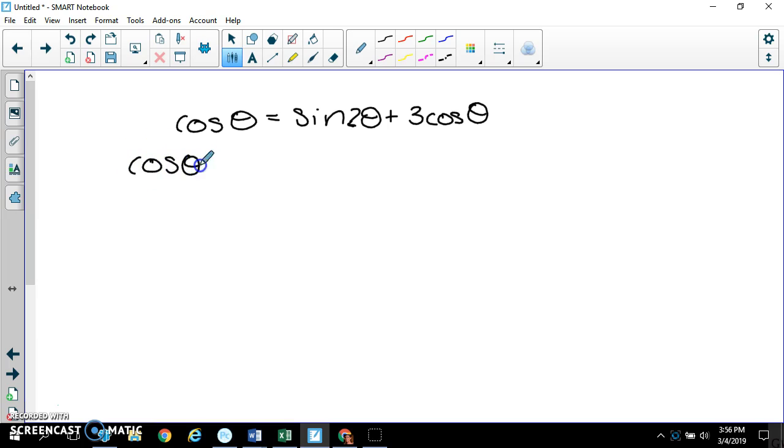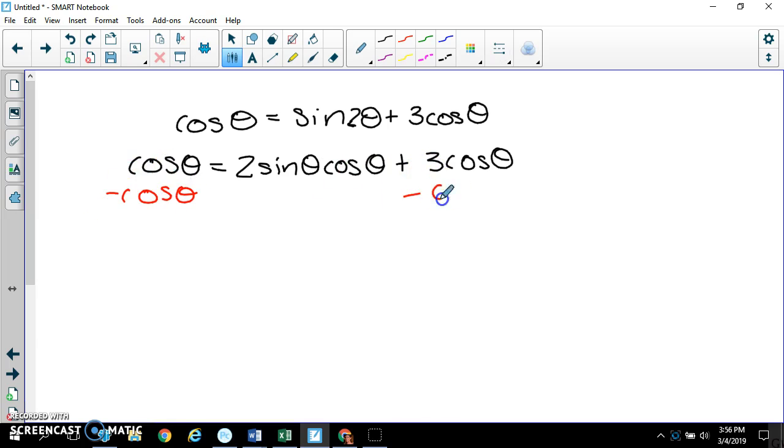So I've got cosine theta equals, and sine 2 theta becomes 2 sine theta cosine theta plus 3 cosine theta. Now right here, everybody wants to divide by cosine, and I can't do that. What I need to do is combine like terms and subtract my cosine over here. The reason I'm doing that is because I have to end up factoring. We have to remember that we want to factor in these kinds of questions.